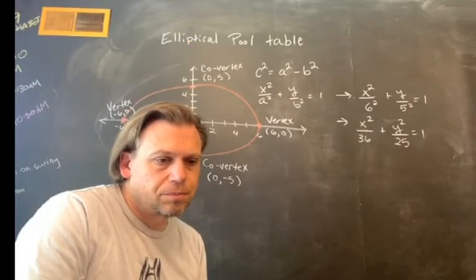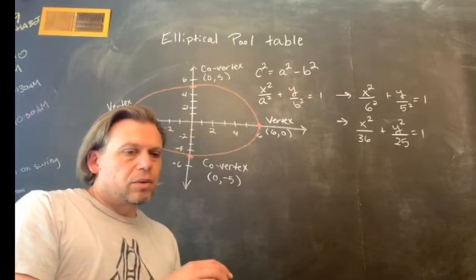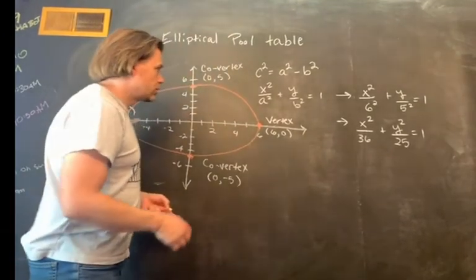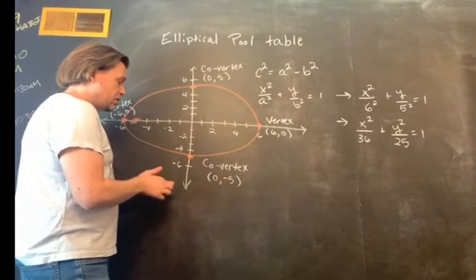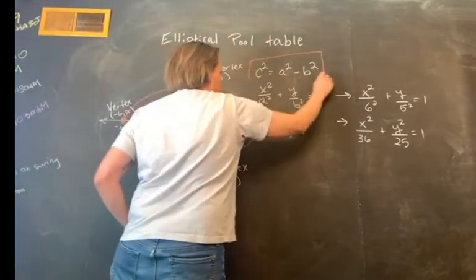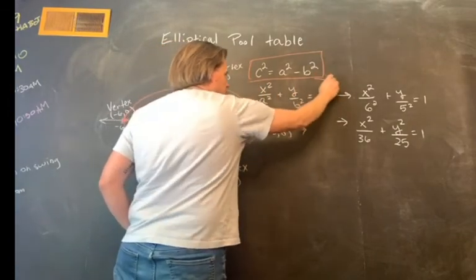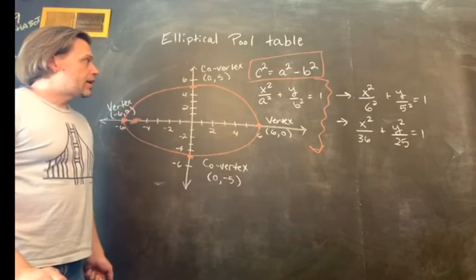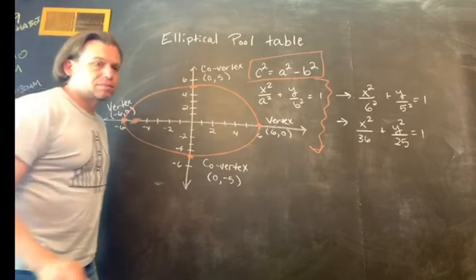So up here, I want to find those two points, because I want to be able to find them using this formula up here. I'll bring that formula down here, and I know A and I know B now, and I'm going to find C.